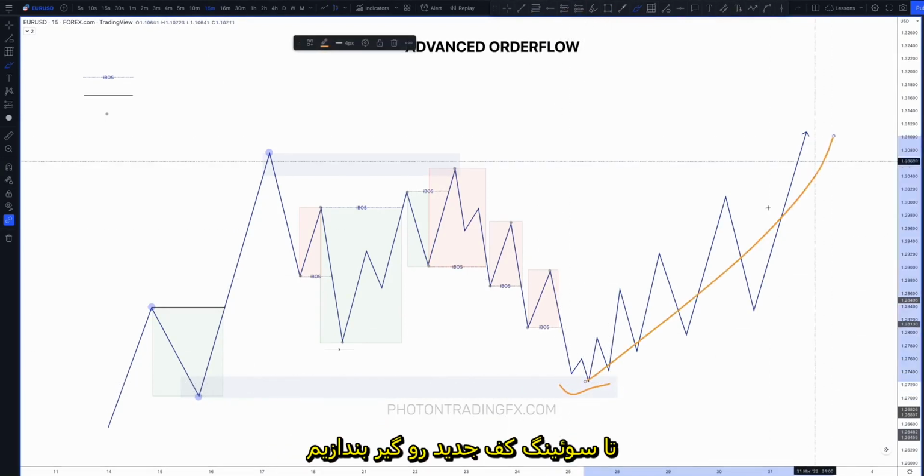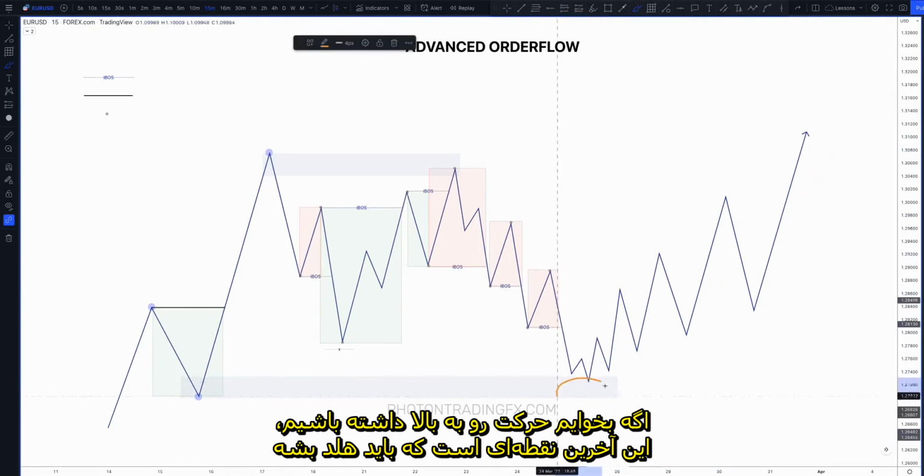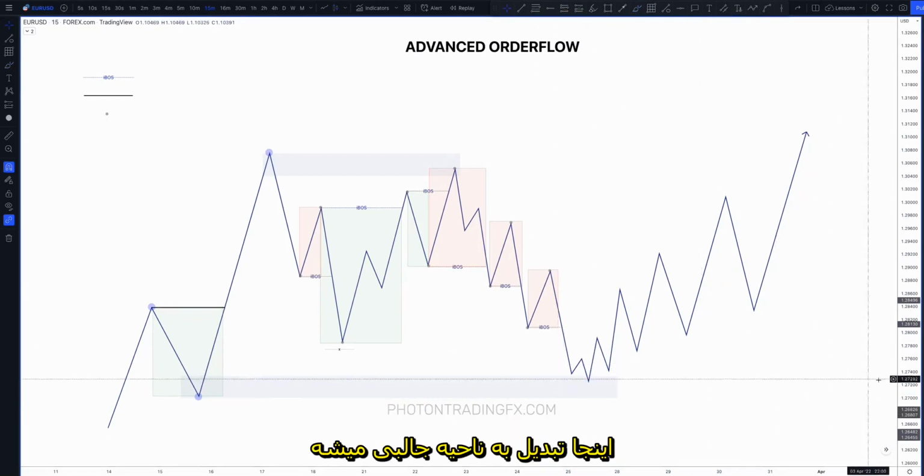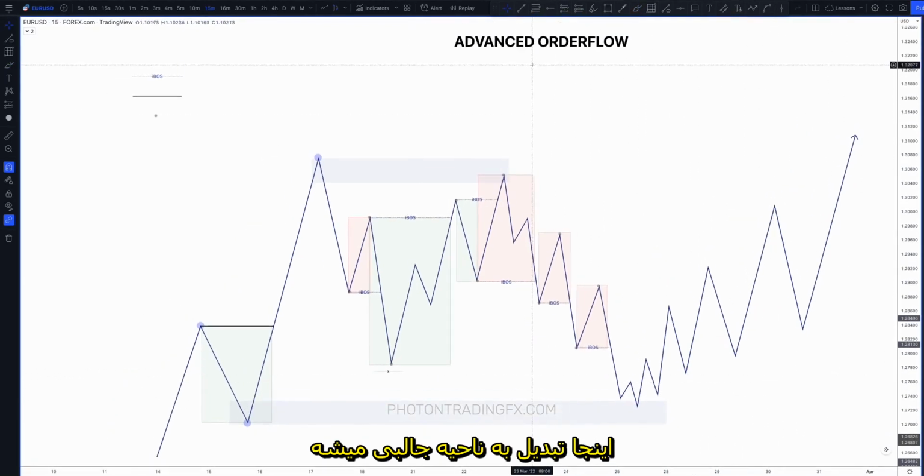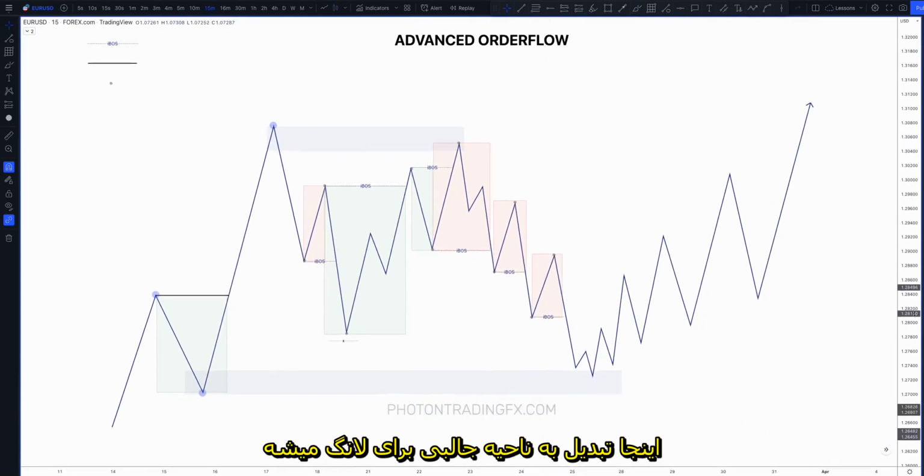To catch the new swing low. This is the last point that has to hold if that swing low is going to continue. So this becomes a very interesting area, right? Let's move this down and we can zoom in to look for longs.